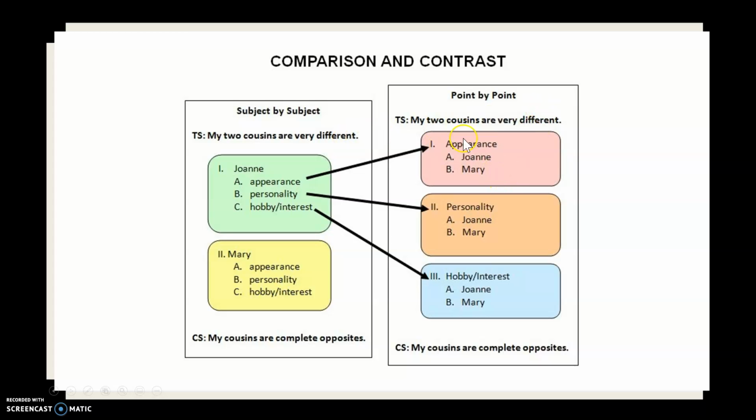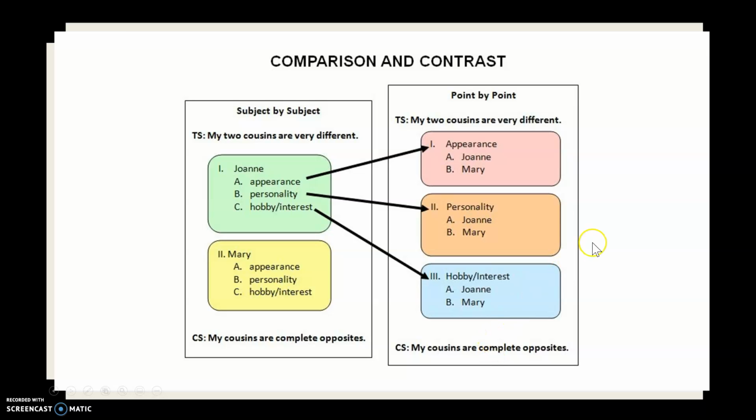Your topic sentence is the same, but then you talk about one attribute first, appearance. Then you talk about Joanne's appearance and Mary's appearance. Talk about personality as the second attribute. Then talk about Joanne and then Mary's personality. And then hobbies and interests. Joanne, then Mary. And you end with the same concluding or transition sentence.